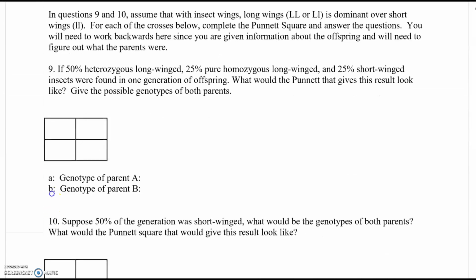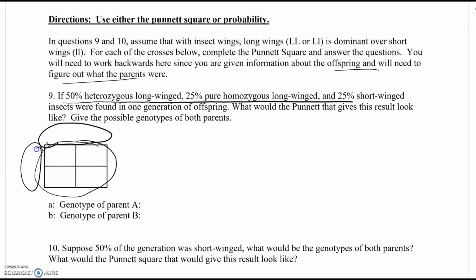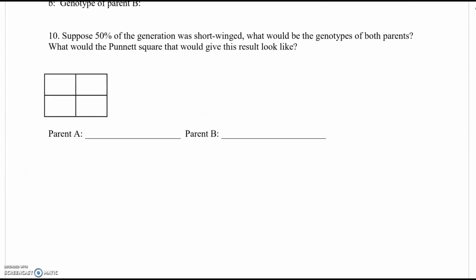The one that's going to be a little bit different is questions 9 and 10 here, where you are given something about the offspring, and you now need to work backwards to figure out the parents. So for that one, a little bit of advice, I would think about if these are the offspring, what has to be in the boxes to give you those offspring, and then working backwards, what had to be the two parents to fill in the boxes that way. So that's how you should go about doing these last two problems here. So good luck.